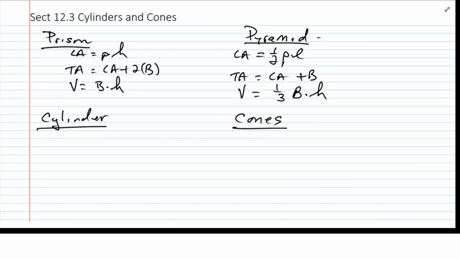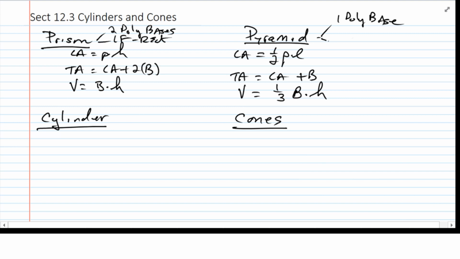Section 12.3 is on cylinders and cones. We've already talked about prisms and pyramids. What made a prism was the fact that it had two polygonal bases, and it had lateral faces that were rectangles. A pyramid had one polygonal base, and it had isosceles triangle lateral faces.